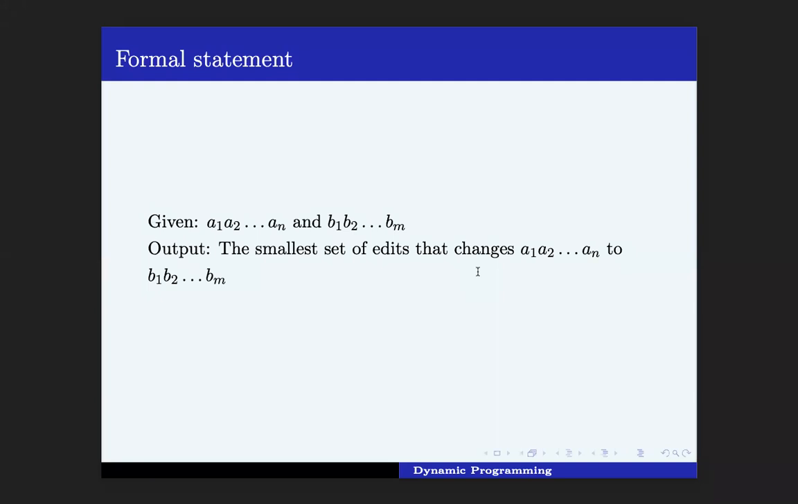Now, the question is, of course, given 2 strings, calculate the least number of edits that has to be done to change A1 to AN to B1 to BN. Okay. So is this problem clear? Yes, sir. It's clear.